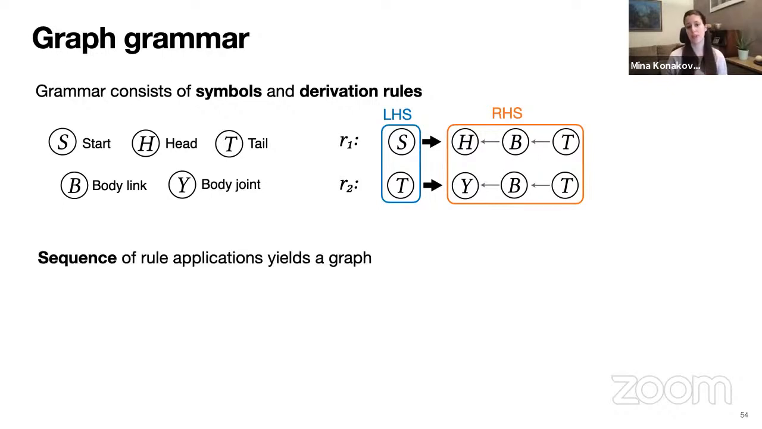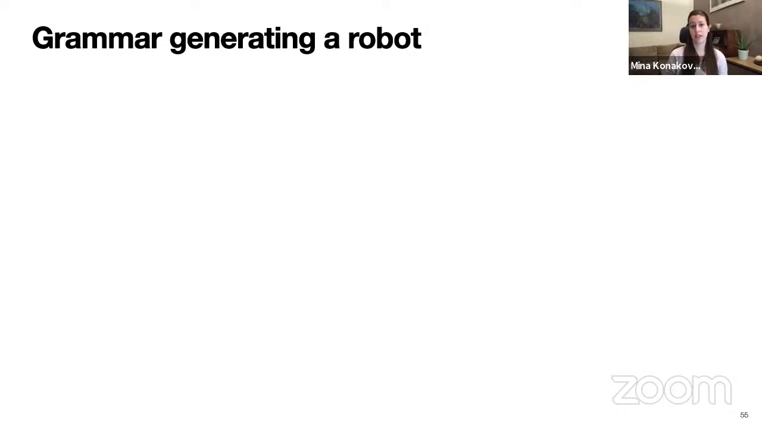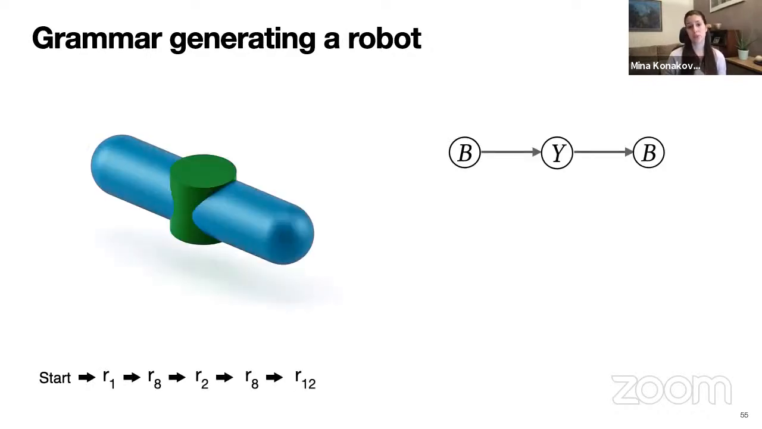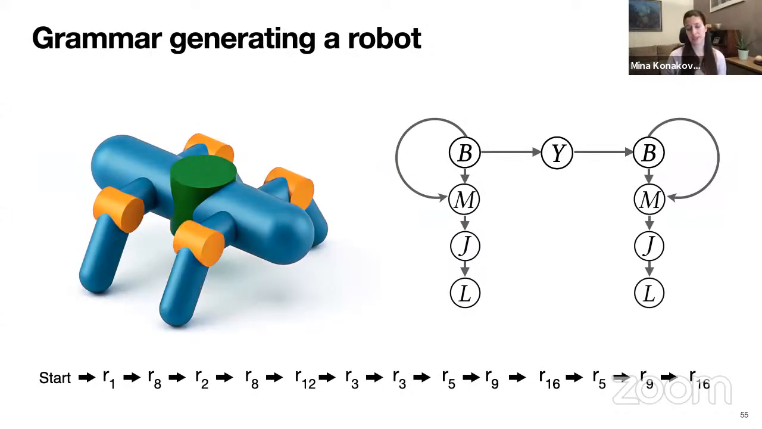So to generate a robot design from the grammar, we start from an initial graph consisting of just the start symbol. We then apply a sequence of rules by replacing the nodes appearing on the left-hand side of the rule with the nodes on the right-hand side of the rule. And here's how we can create a simple example. We begin from a start symbol. We then apply a sequence of rules that keep on adding more and more robot parts until we reach stopping criteria.